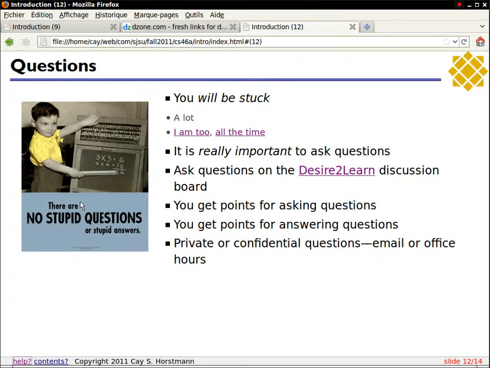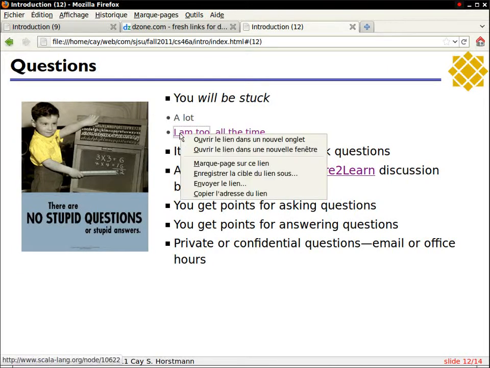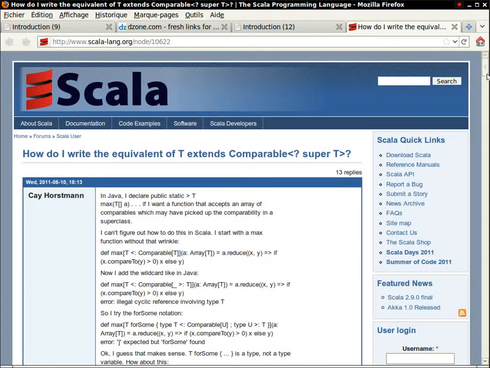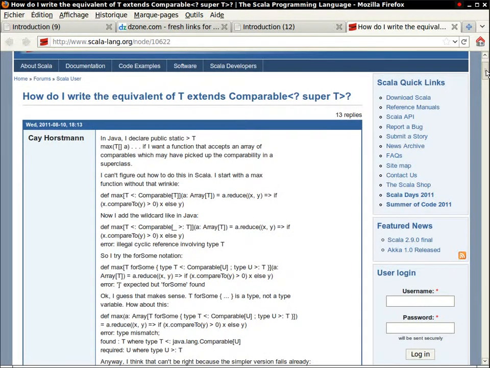So to demonstrate this, I put up a couple of links to some questions that I asked. So here's good old me saying, I want to do this, and I can't figure out how to do it in Scala. The entire world knows that Horstmann does not know how to do this in Scala. They know, they laugh. Well, what choice do I have? I don't have the time to figure everything out by myself. I don't have the knowledge to figure out everything by myself. I have to ask questions.